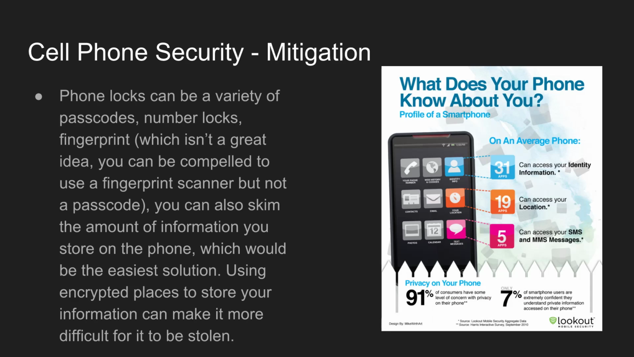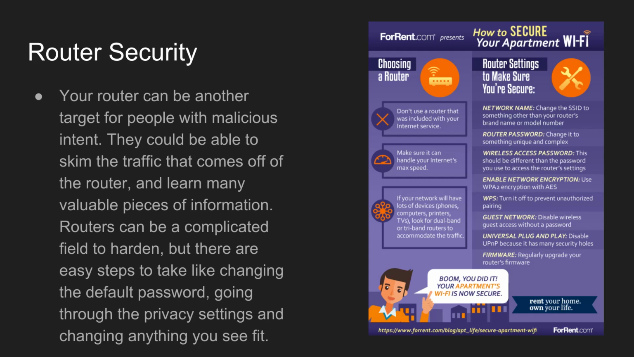So a lot of the ways you can mitigate this, using long passcodes with non-repeating digits or alphanumeric characters is a great way to do this. Fingerprints are not a great way to do this because you can be compelled to use a fingerprint scanner rather than a passcode. And you can also skim the amount of information you store on a phone, which would be a good way to clean up the amount of information and data that you have there in the first place. Using encrypted technology to store your information can also make it more difficult to steal.